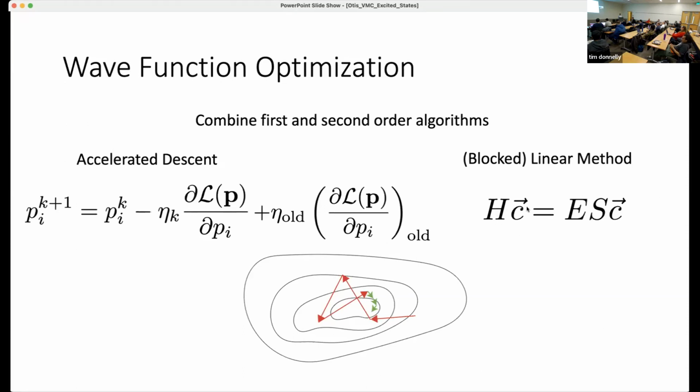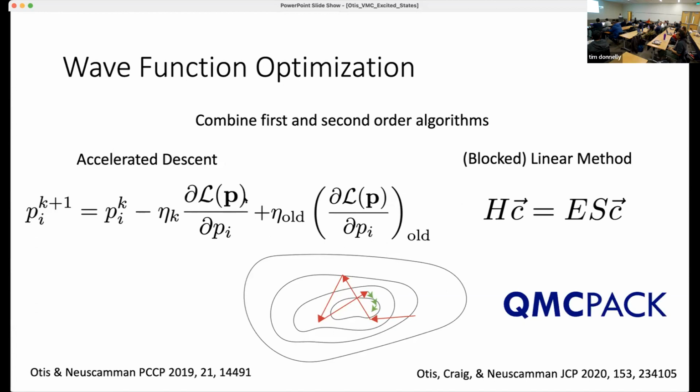What's been most common in QMC, and also QMCPACK, the code, has been the linear method, where you're constructing this sort of generalized eigenvalue problem. These matrices H and S are built out of basically wave function parameter derivatives, and solving this for your eigenvector C will be your update vector in parameter space, getting you to a better set of parameters for your wave function.